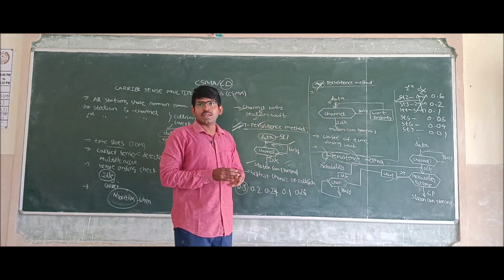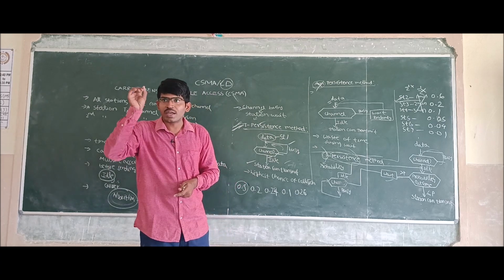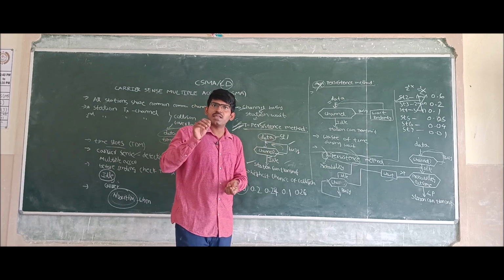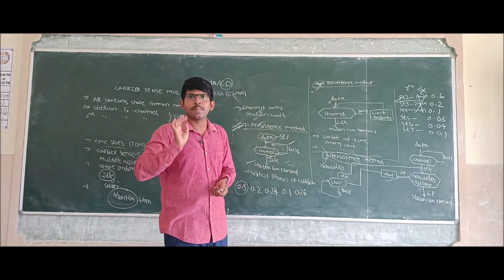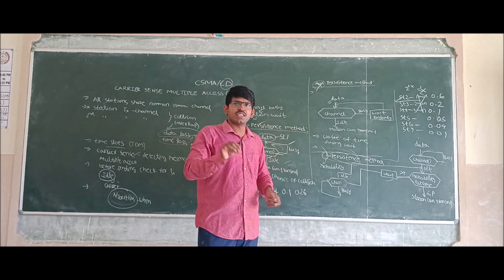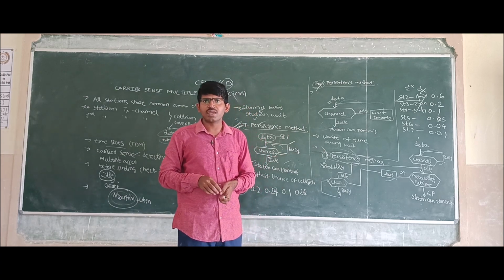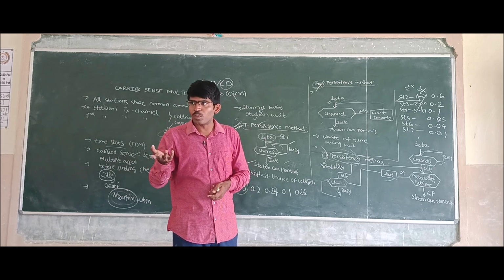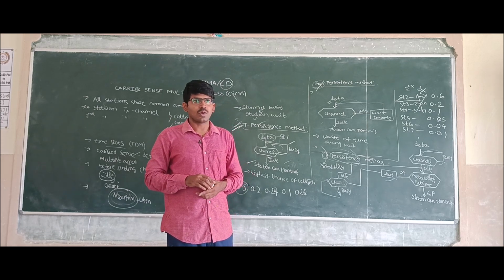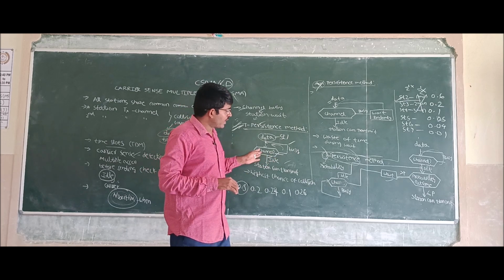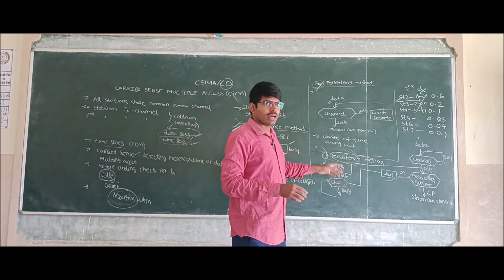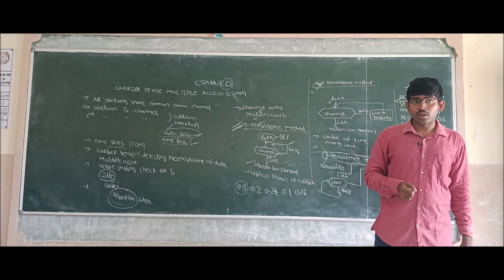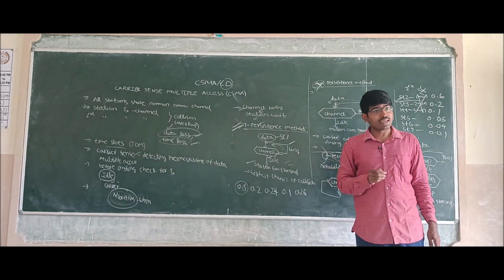Out of these 3 methods, in which method is there a chance for highest collision? In which method is there a chance for highest wastage of time? Which is the best method out of these 3? P-persistence method. P means probability. Okay. So here, whenever I am referring to data, what is that data? Frames. Okay, because we are discussing the data link layer.